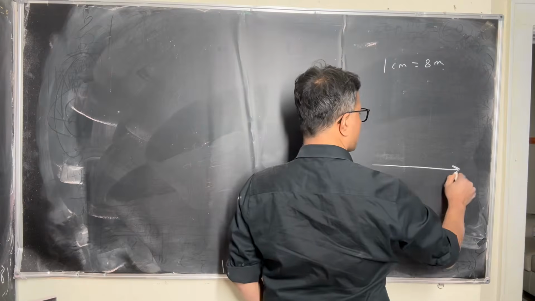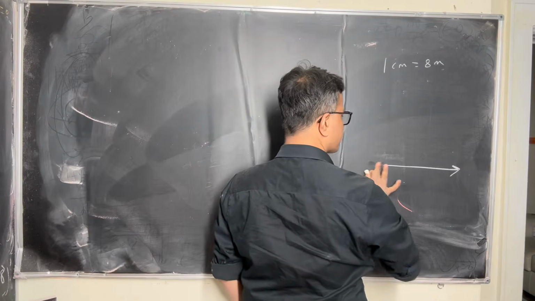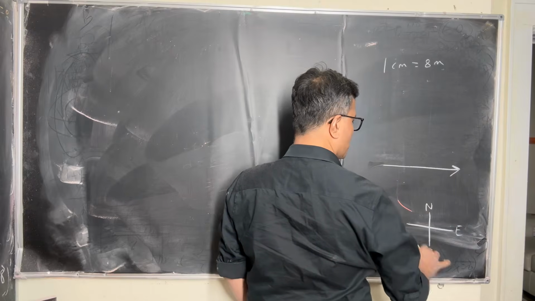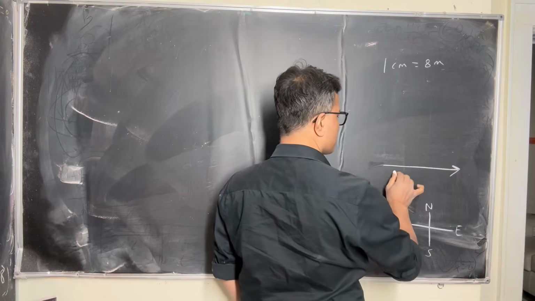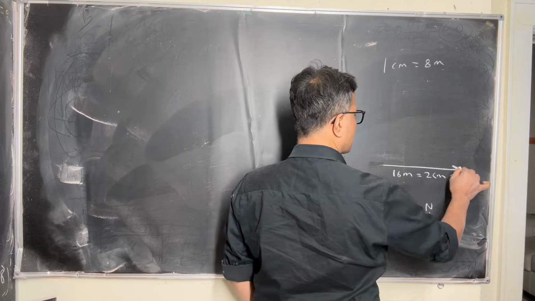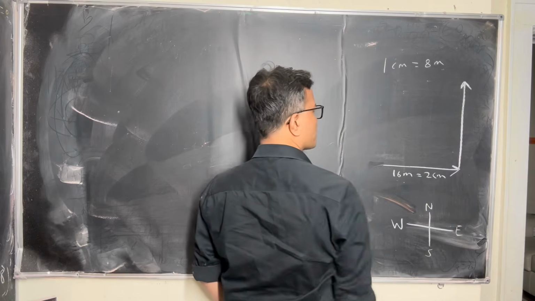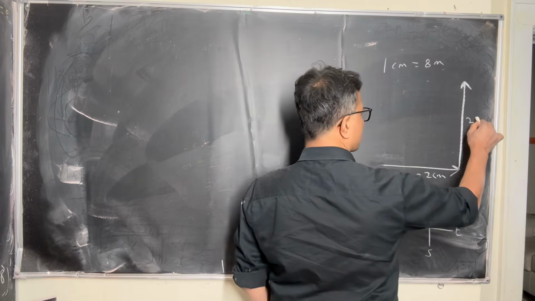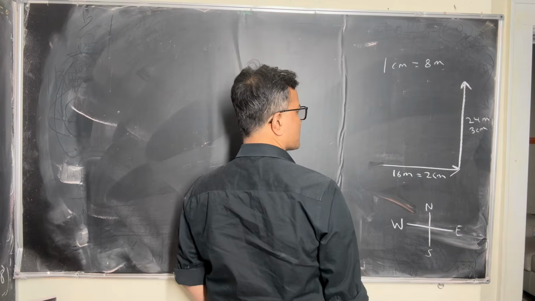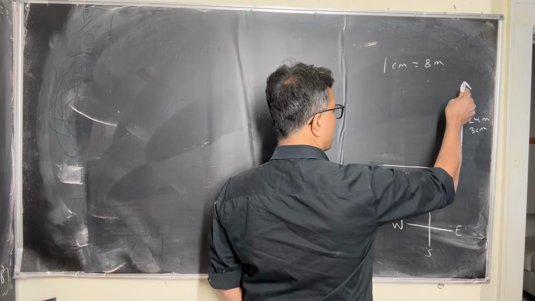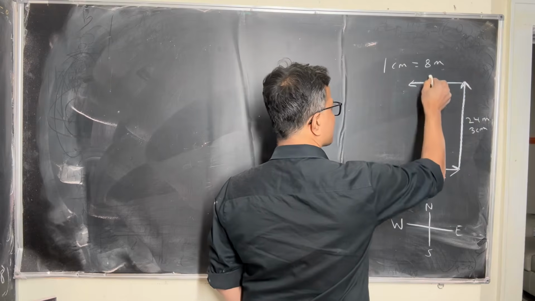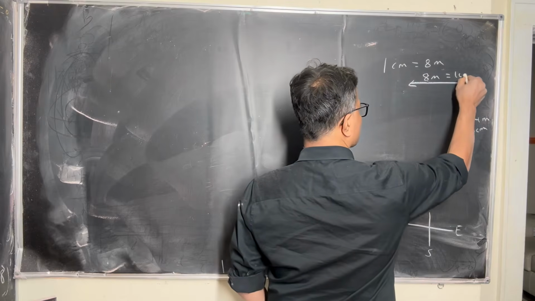You move 16 meter to the east. Remember to use this convention: east, north, south, west. So 16 meter, which you're going to use the ruler to do 2 centimeters. I ask you to go 24 meter, which is 3 centimeters, to the north. And I ask you to go 8 meter to the west, which is 1 centimeter.